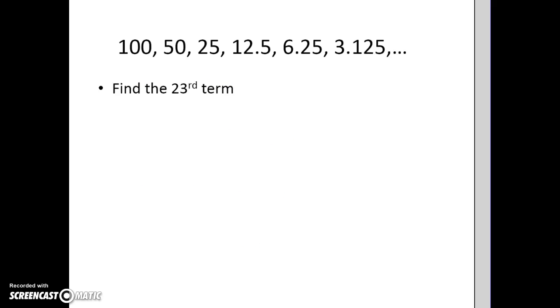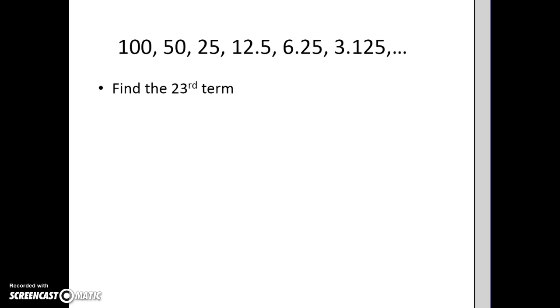So we're given a pattern. The first number in the pattern is 100. The second number in the pattern is 50. The third number is 25. And so on. When there is a comma, dot, dot, dot here at the end, that means my pattern can go on indefinitely. They're asking me in this question to find the 23rd term.